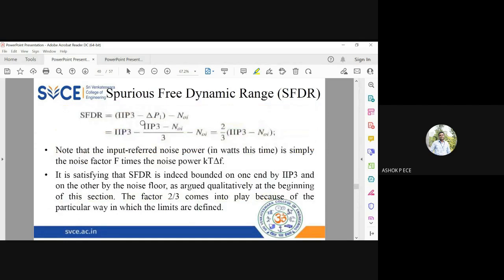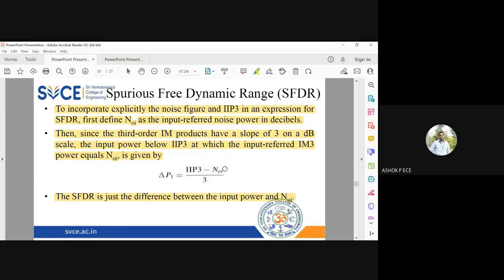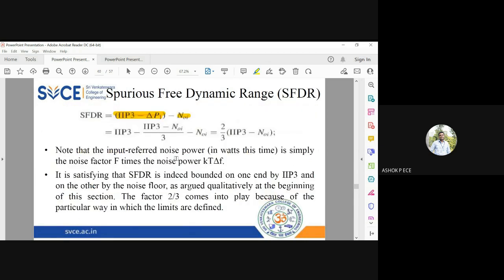And SFDR is the difference between this power minus the noise level. See, we have always a noise as our reference in the lowermost end, and here we are going to find out what is the IP3 product power minus delta P1. And you know delta P1 is IIP3 minus NOI by 3. Substitute that here. So IIP3 minus (IIP3 minus NOI by 3) minus NOI. So it is 2 by 3 (IIP3 minus NOI).